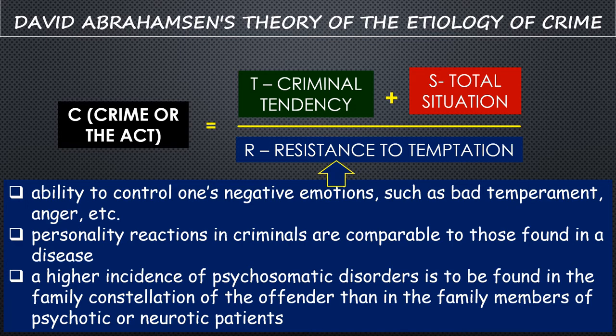So same thing, Abrahamsen is saying that psychological disorder can also be inherited or passed down. He is trying to point out that people who have the ability to control their emotions and their thinking have a greater resistance to temptation. That's why, according to Abrahamsen, those people are less likely to commit crimes.